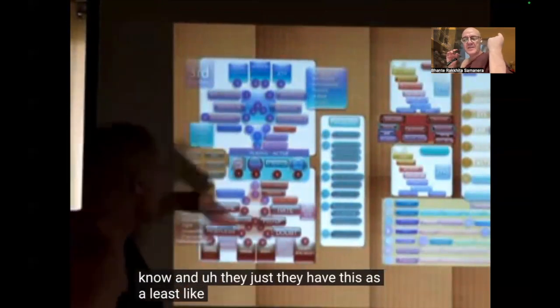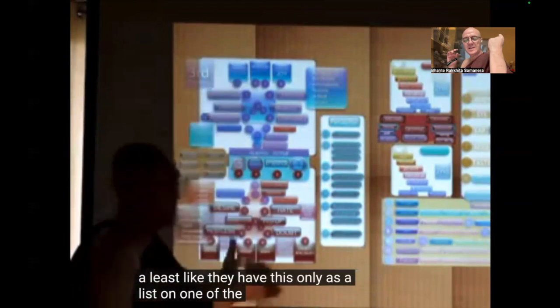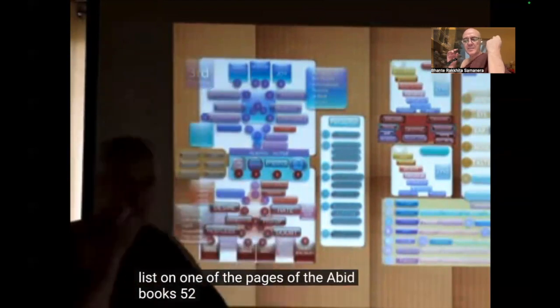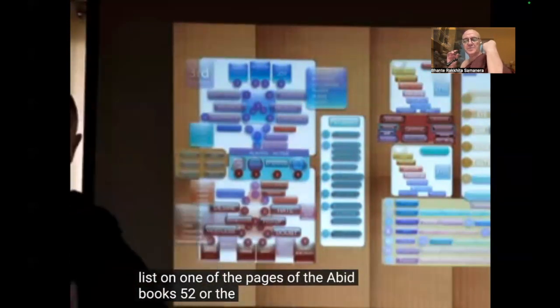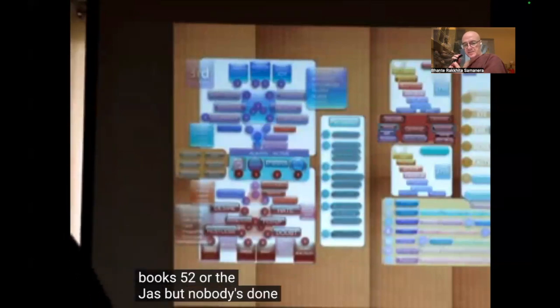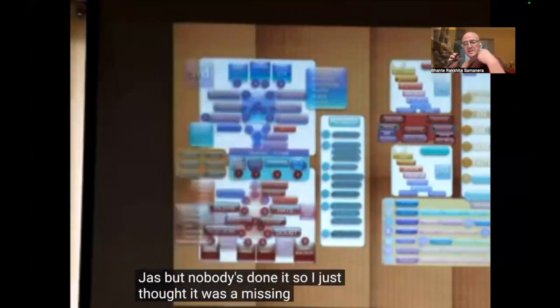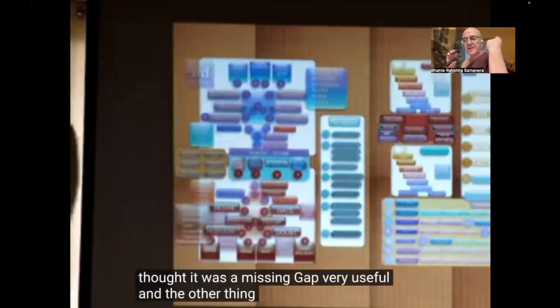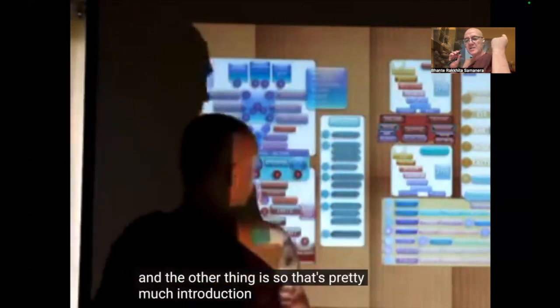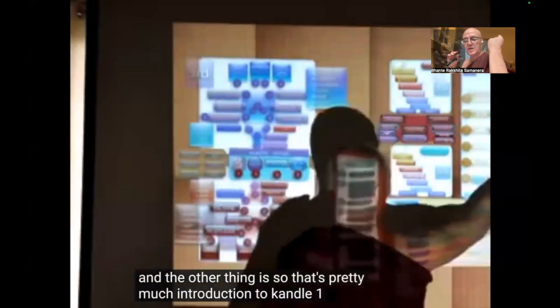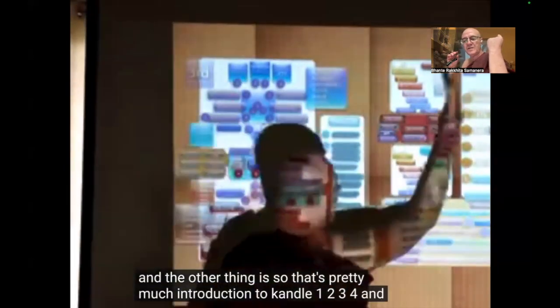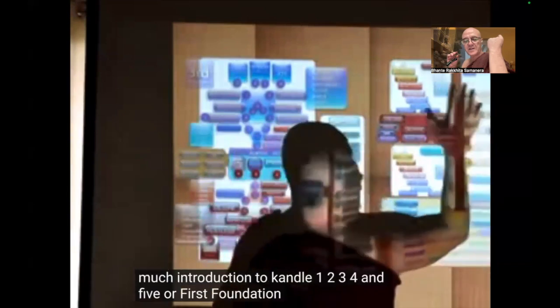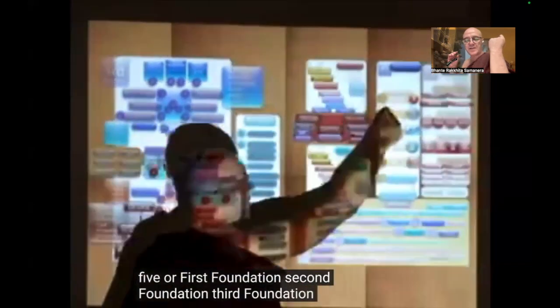And they have this as a list like this, in the pages of the Abhidhamma books, 52 cetasikas. But nobody's done it, so I thought it was a missing gap, a very useful one. So that's pretty much an introduction to Kanda 1, 2, 3, 4, and 5, or first foundation, second foundation, third foundation.